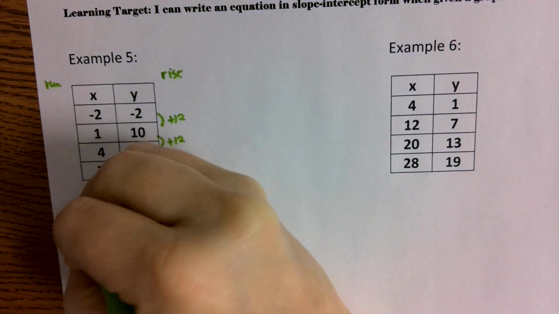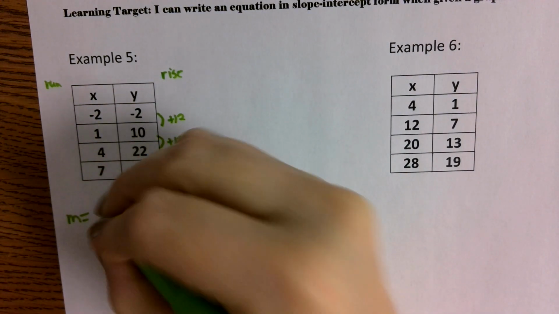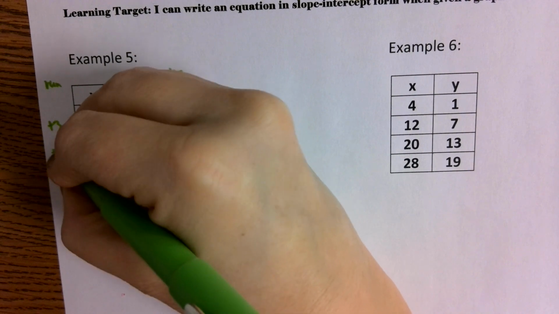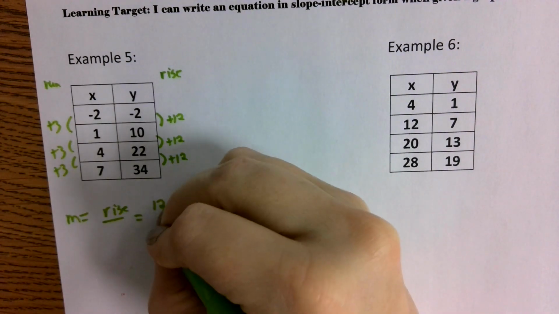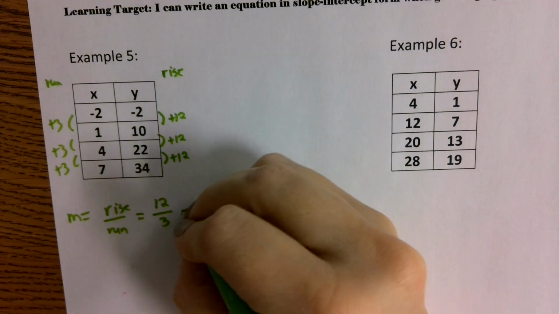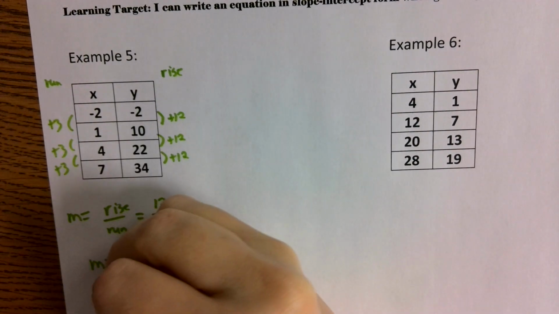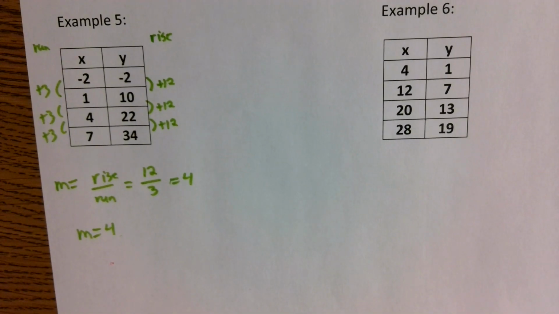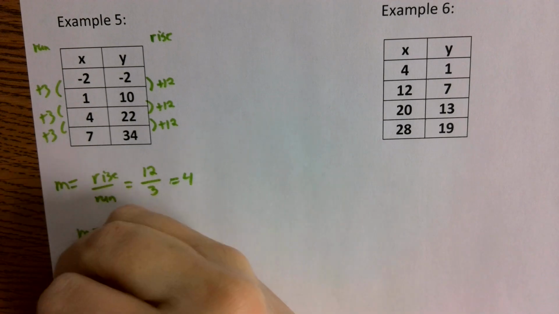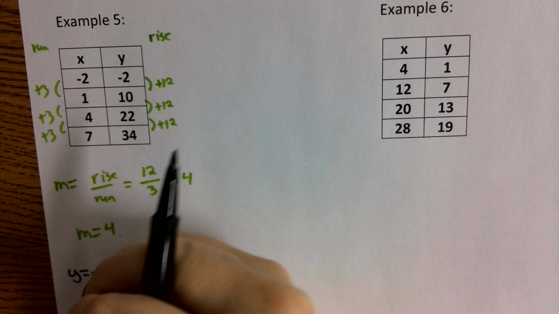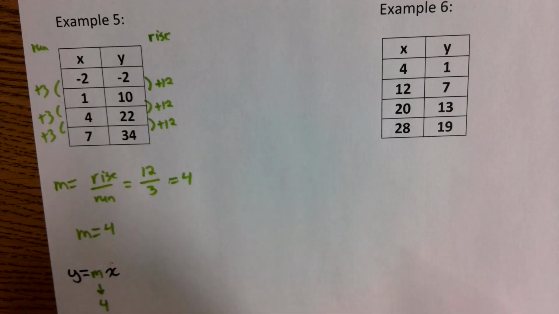So I know my m value, the rise is going to be a positive 12. The run, we are also increasing. We're increasing by 3 every single time. So our run is an increase of 3. 12 over 3 simplifies to 4. So our m value is equal to 4. Now I'm going to pick any point I want and substitute it into my equation. y is equal to mx plus b. m I know I can replace with the 4.